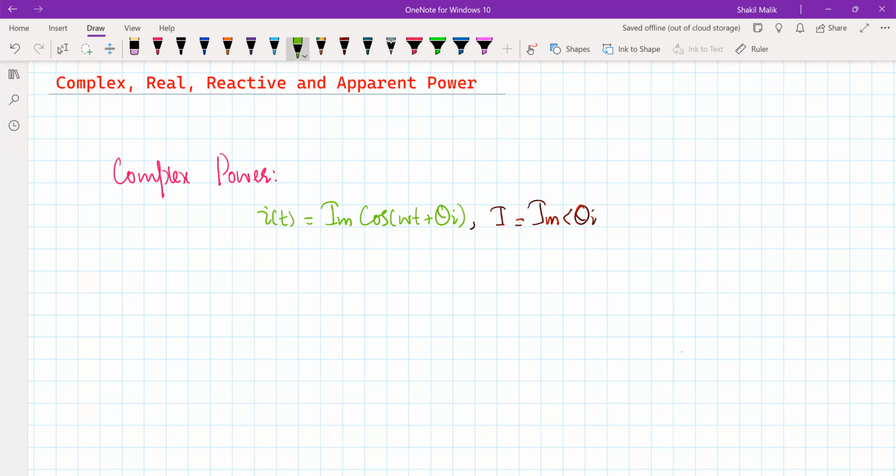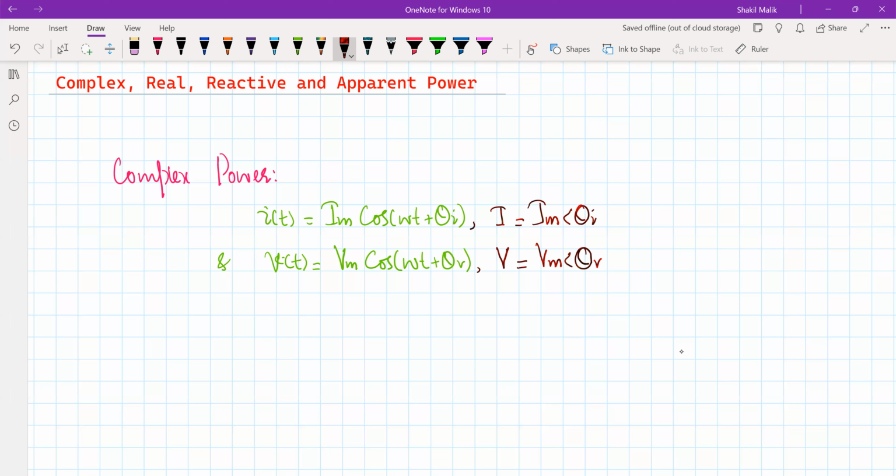In the same way, if we say the voltage across the element is v(t), defined as Vm cos(omega t + theta v), then from this voltage we can define the voltage phasor as V equal to Vm at an angle of theta v. So these are the voltages and currents through and across this element.